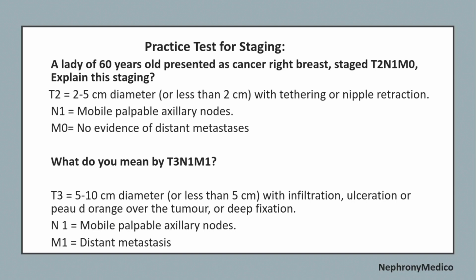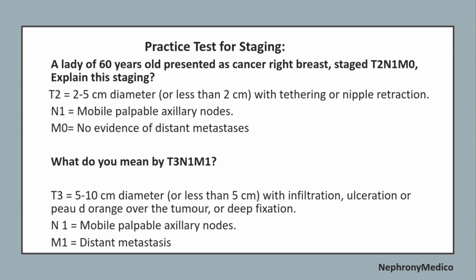Now, this is a practice test for staging. A lady of 60 years old presented with cancer of the right breast, stage T2 N1 M0. Explain this staging. T2 means 2 to 5 cm in diameter, or lesser than 2 cm with tethering or nipple retraction. N1 means mobile palpable axillary nodes, and M0 means no evidence of distant metastasis.